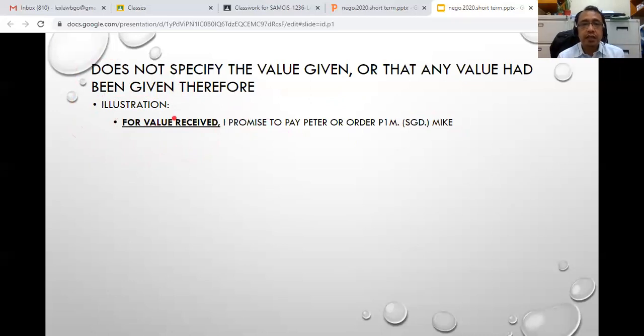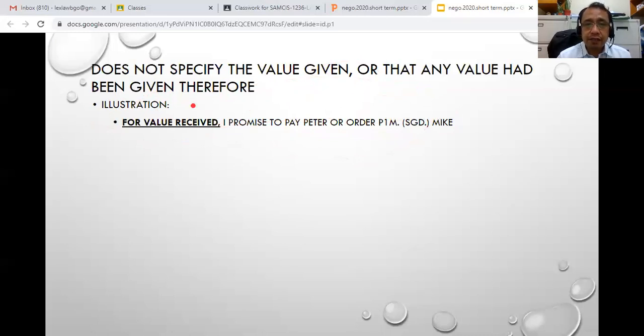You might be wondering, what is the implication of the phrase for value received? For value received is short of saying that Mike is giving a promise to Peter to pay the amount of 1 million because he has received valuable consideration from Peter. It is possible that Mike obtained a loan of 1 million from Peter. That's why he is saying to Peter, or to the transferee of Peter, that he would pay the amount of 1 million because he has earlier received valuable consideration from Peter.